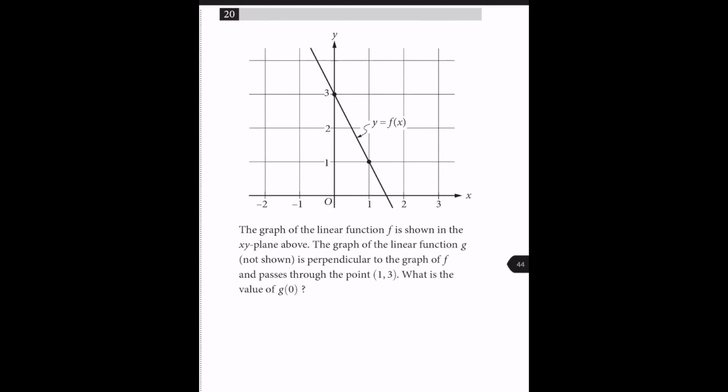In question 20, we have a linear function f given in the graph, and we have another linear function g. It is not shown, but it is perpendicular to the graph of f, and it also passes through (1, 3). So it will look something like this. This is (1, 3), and it is perpendicular here. And g of 0 is this y value, which is just b, or the y-intercept of g(x). So we need to find b of g(x).